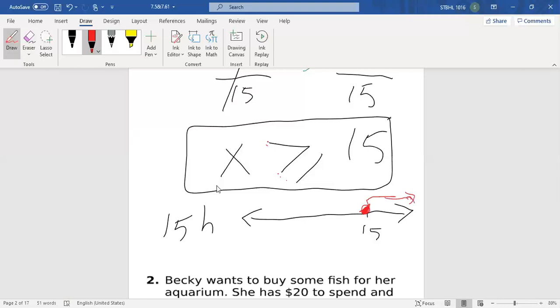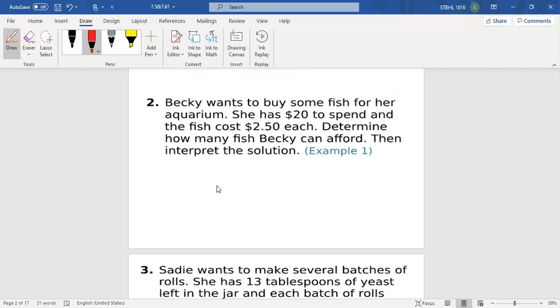Okay, now let us take the other question. Becky wants to buy some fish for her aquarium. She has $20 to spend and the fish cost $2.50 each. Determine how many fish Becky can afford, then interpret the solution.